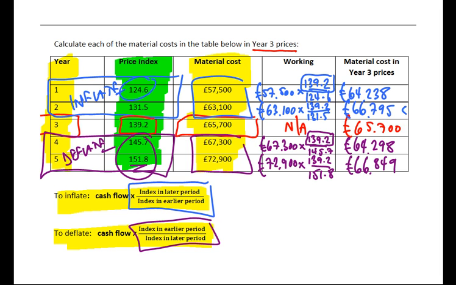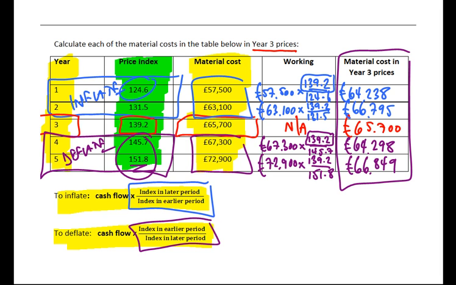And what we've now got in this final column is all of the figures shown in year 3 prices. So the year 3 figure we didn't need to mess around with. The year 1 and 2 figures we needed to inflate or increase, because at the time of year 1 and 2 the price index figures were lower than in year 3. And then for years 4 and 5, we've had to deflate the figures. We've had to account for the fact that their price index figures were higher, so we've had to knock off a little bit.